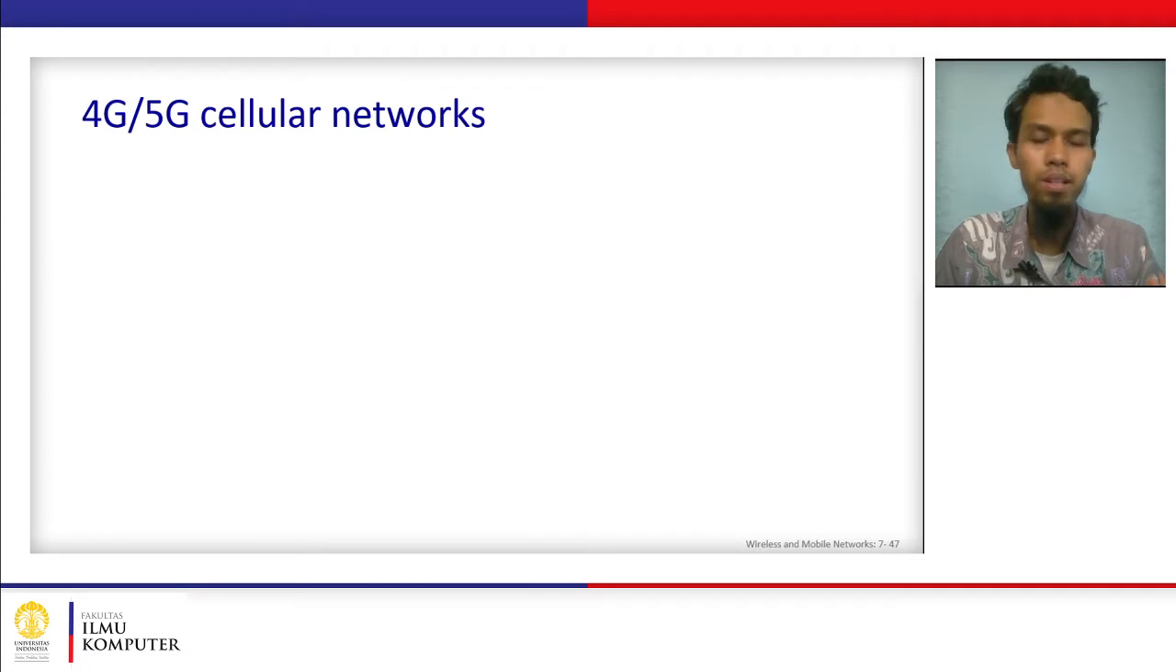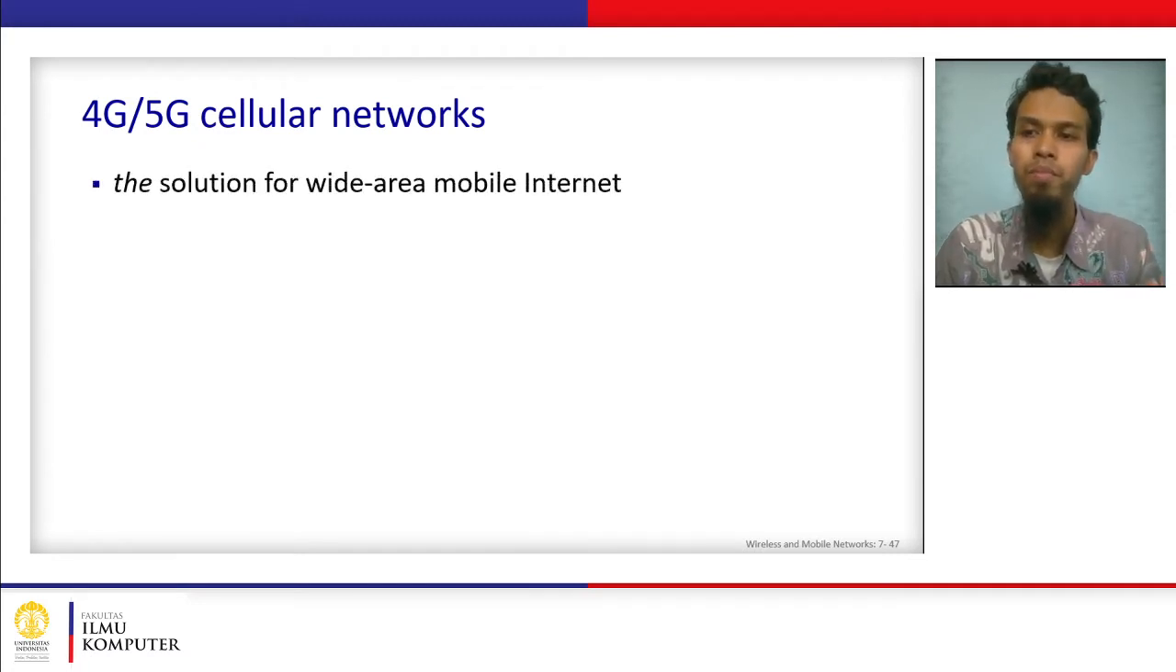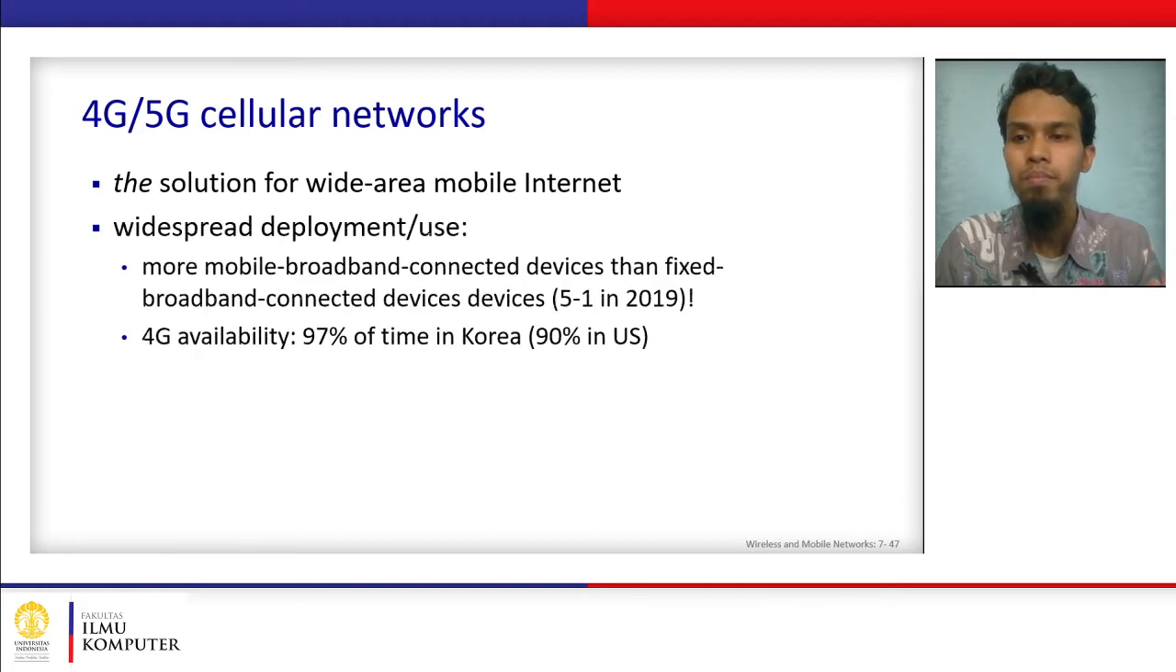Hello everyone, let's continue our discussion on the 4G and 5G cellular networks. These are the solution for wide area mobile internet. Before, we already talked about Wi-Fi, which provides wireless connectivity on local area networks. So 4G and 5G provide the connectivity to wide area mobile internet.